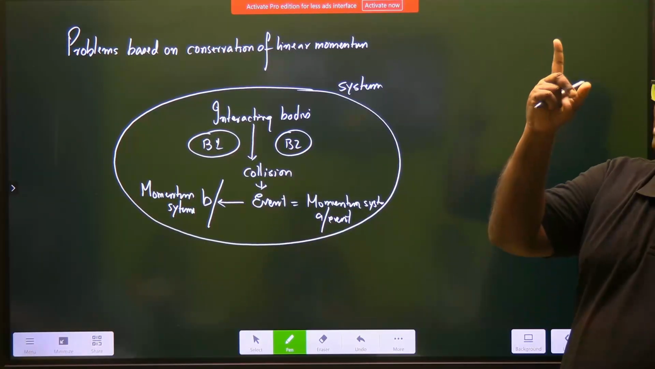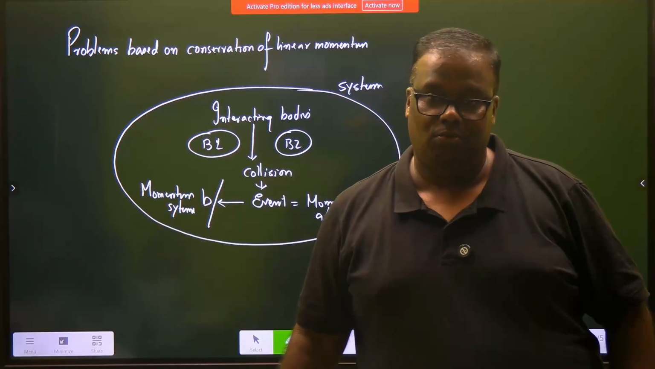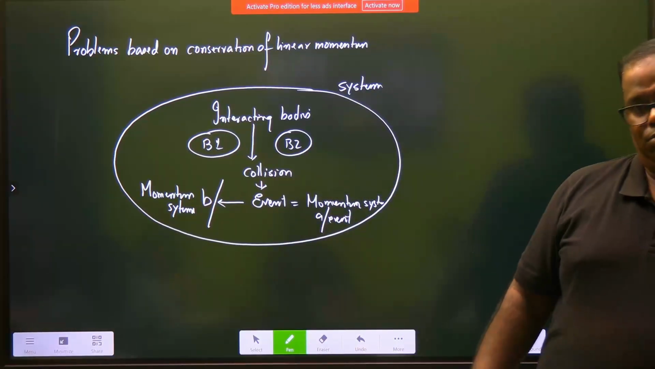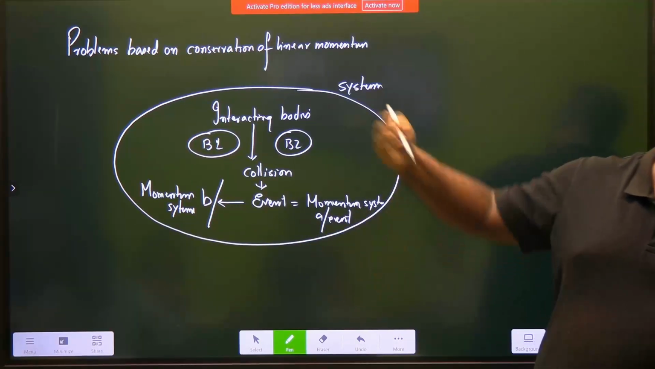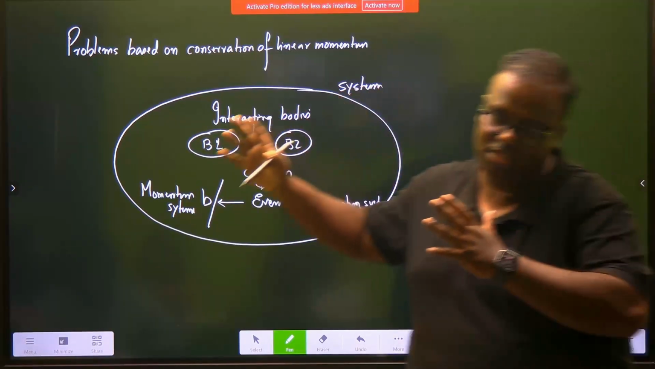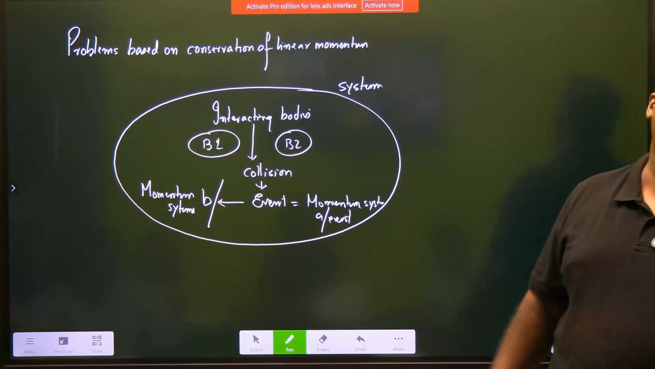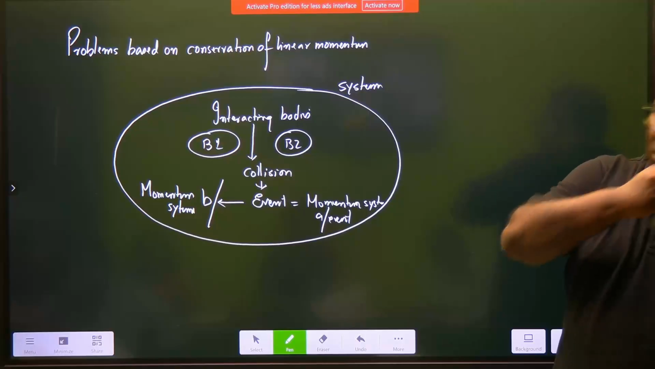A rifle fires a bullet. That's the event. What is the system? Rifle and bullet. What is the event? Firing. Before the event means before firing; after the event, post firing. You have to find the momentum this side and the momentum that side. Unless you goof up on signs, you'll get a perfectly correct answer. If you try to memorize, you'll always land up in problems.